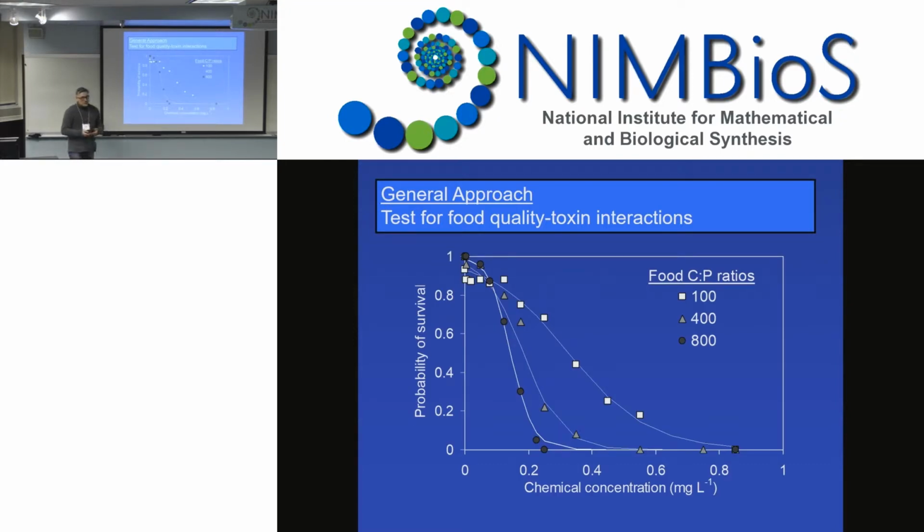So the general approach to do this is not real data, so just follow me here for a second. General approach would be something like this. Change the chemical concentration of some chemical, and here's the survival probability, and we have Daphnia eating phosphorus-poor to phosphorus-rich food, and you might see curves like this.